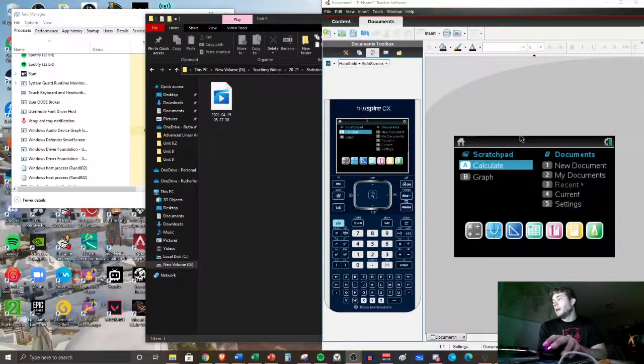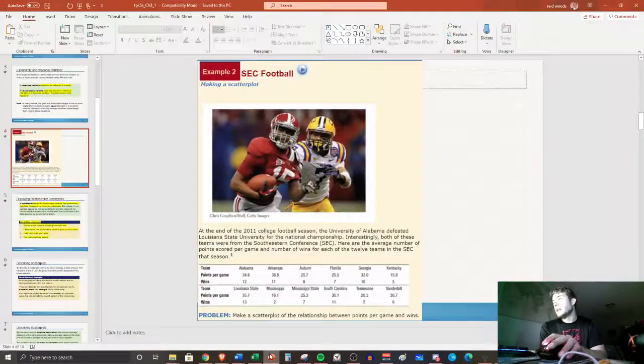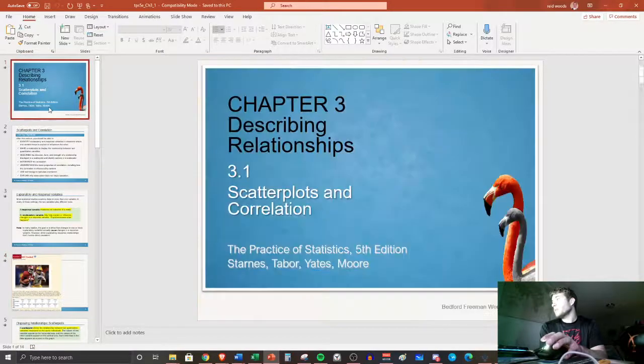Alrighty, so start a new page in your notes. You will need your calculator, by the way, so make sure that you go ahead and grab that, have it handy, plug it in if you need to. But we're going to be talking about scatterplots and correlation.